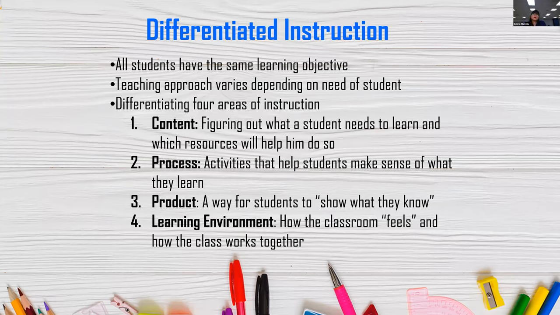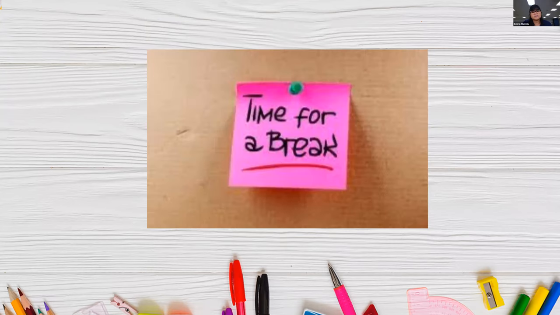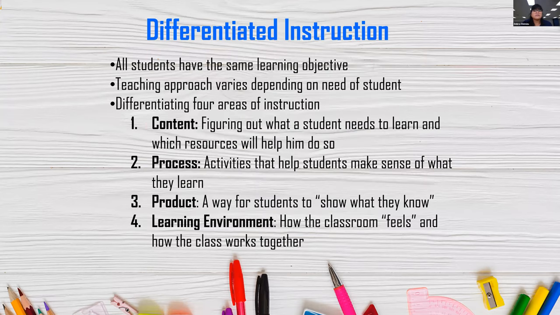Okay, so with differentiated instruction, there are three approaches that vary. I mean, there are three differentiated areas that vary, right? And I'm sorry, four. The four differentiated areas are content, process, product, and the learning environment. When you're using differentiated instruction, you want to consider these four areas.